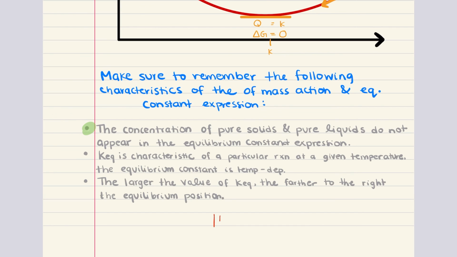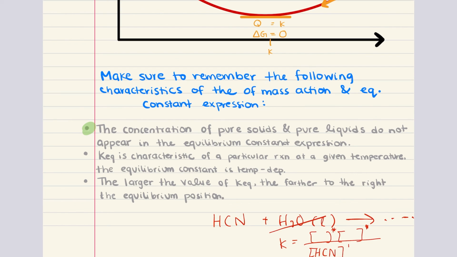So if you had, I don't know, hydrogen cyanide plus liquid water, and this forms our products, when we write our equilibrium constant expression, we'll write the concentration of our products raised to their stoichiometric coefficients divided by the concentration of our reactants raised to their stoichiometric coefficients. You never include liquids or solids.